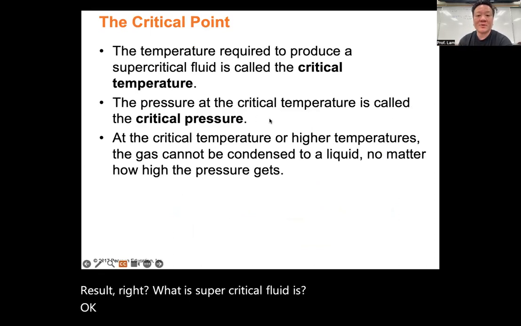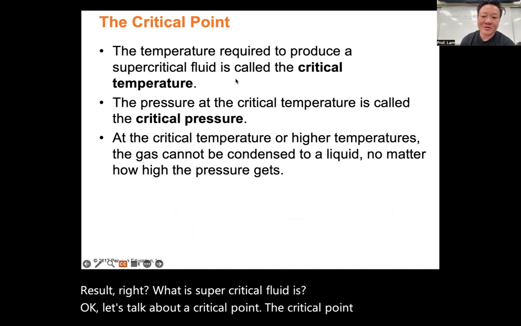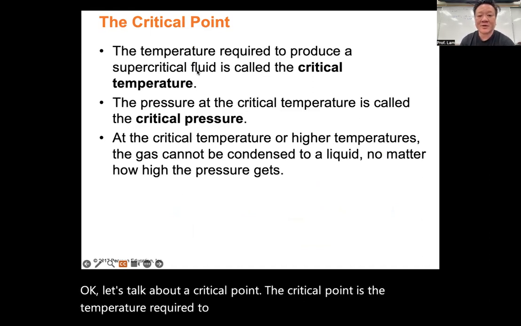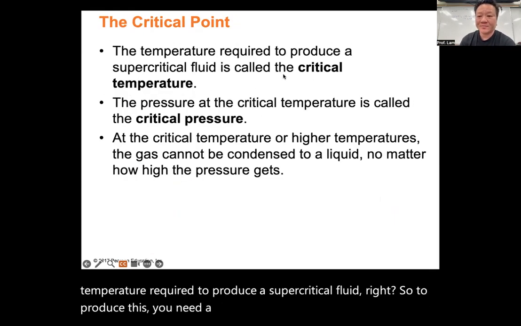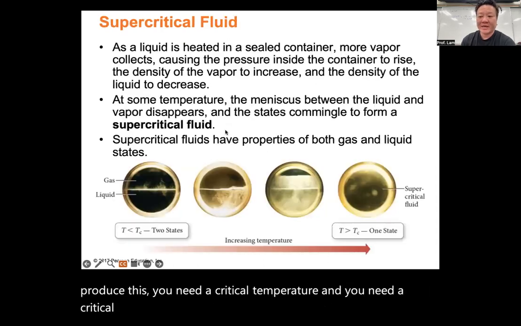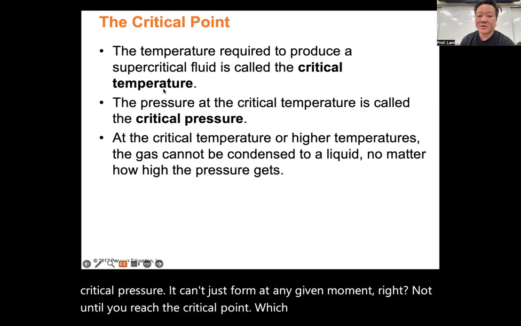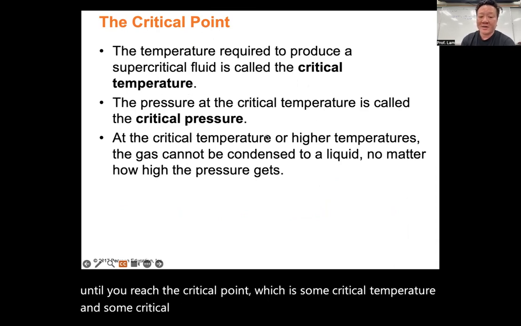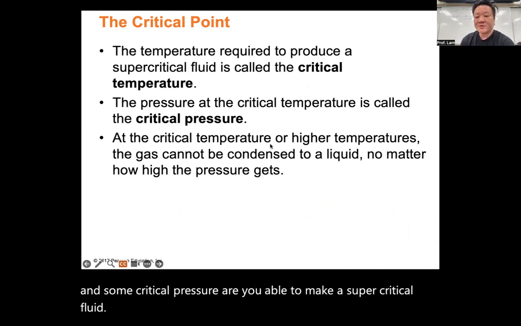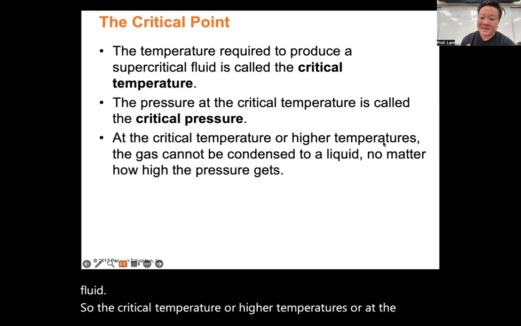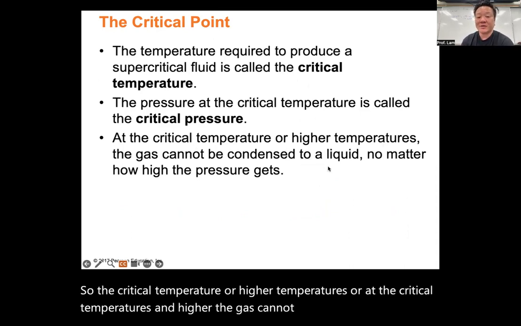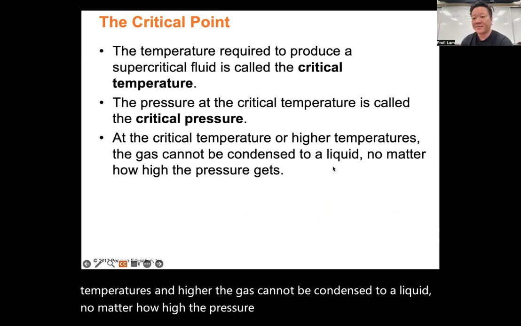Okay, let's talk about a critical point. The critical point is the temperature required to produce a supercritical fluid, right? So to produce this, you need a critical temperature and you need a critical pressure. It can't just form at any given moment, right? Not until you reach the critical point, which is some critical temperature and some critical pressure, are you able to make a supercritical fluid. So at the critical temperature and higher temperatures, the gas cannot be condensed to a liquid, no matter how high the pressure gets.